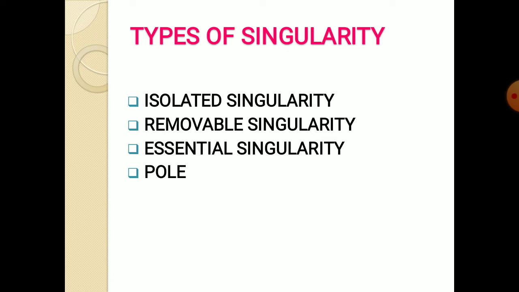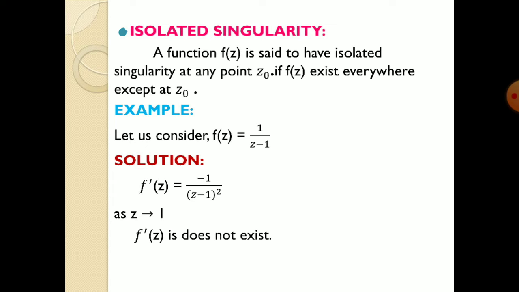Next, we are going to discuss types of singularities with a few examples. First one, isolated singularity; second one, removable singularity; third one, essential singularity; and fourth one, pole. First, we will see about isolated singularity.